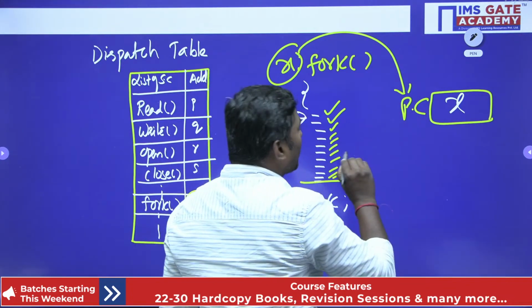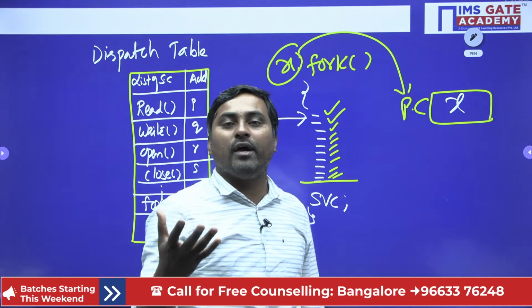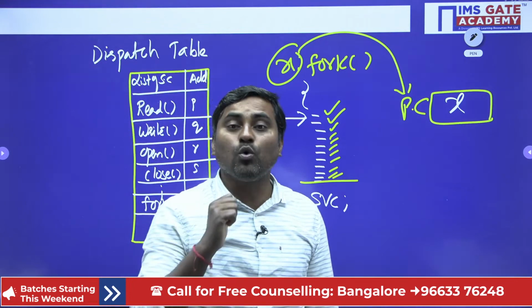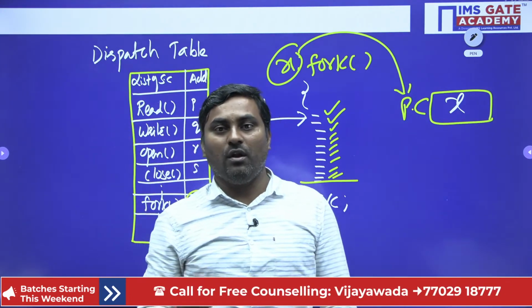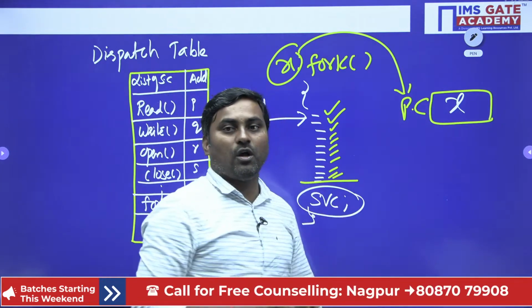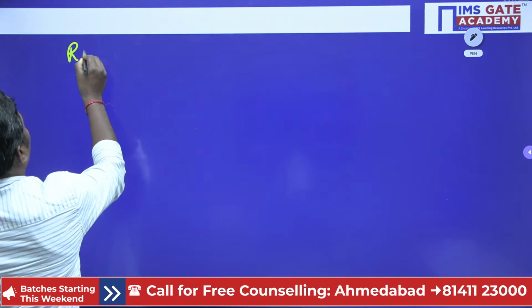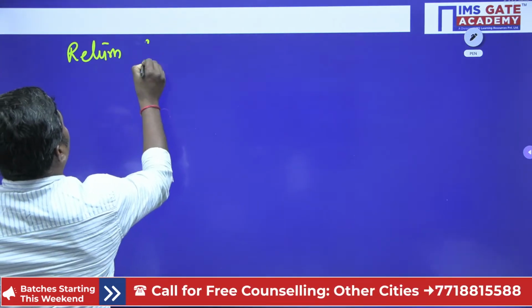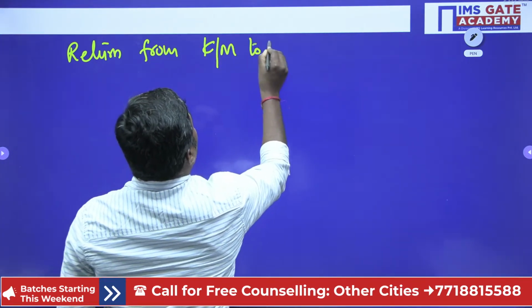Once the code completes, we have to go back to where? Again to user mode. How to go? Every system call has a supervisory call at the end part. Now the reverse process, returning from kernel mode to user mode.